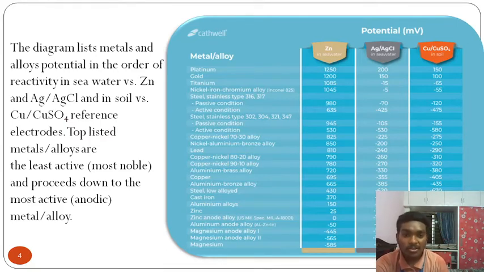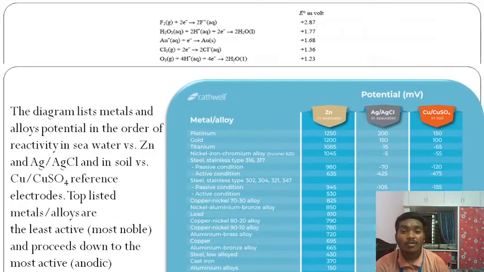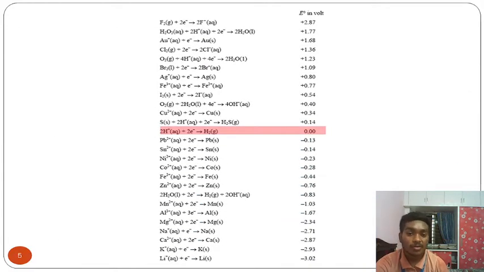In the first reference electrode, zinc in seawater, the zinc anode alloy is 0. The electric potential value of the zinc anode alloy is 0 because we have taken zinc in seawater as the electrode. Zinc in seawater is also known as zinc anode alloy. Now we will see a different electrode, the standard hydrogen electrode. Therefore, the electric potential value of hydrogen is 0.